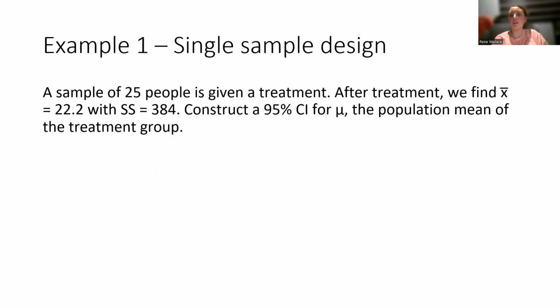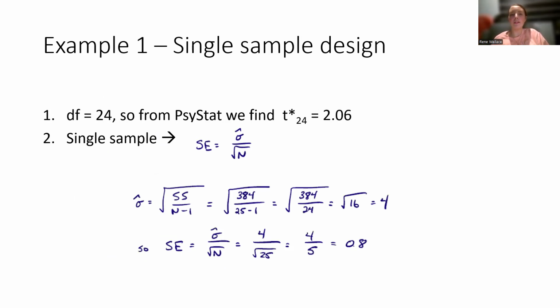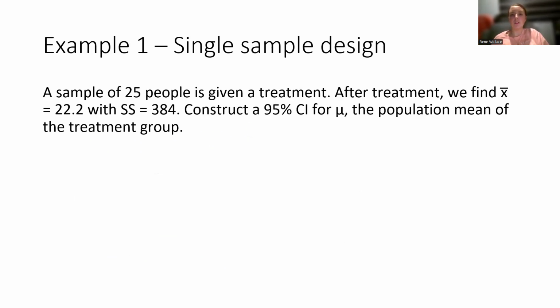So let's see, for example one, a single sample design. One sample of 25 people is given a treatment. After the treatment, we find that x bar equals 22.2 with a sum of squares of 384. If you wanted to construct a 95% confidence interval for mu, the population mean of the treatment group, the degrees of freedom is 24. So from SciStat, we find, let's see, one more.